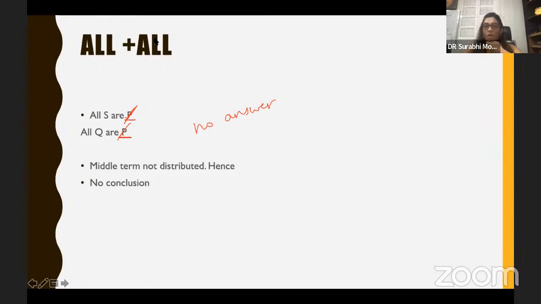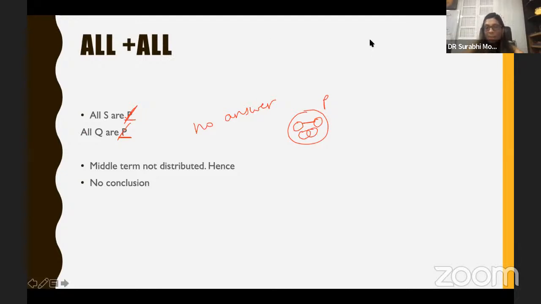Now, S and Q cannot be written. There is no distribution available for S and Q. So it's something like this. P, S, Q. So we don't know whether they are disjoint or overlapping. So no answer. So when the middle term is not distributed, no answer.